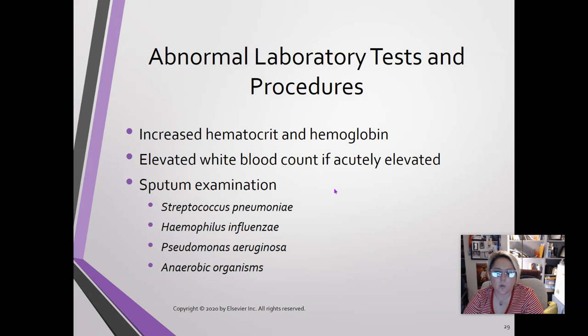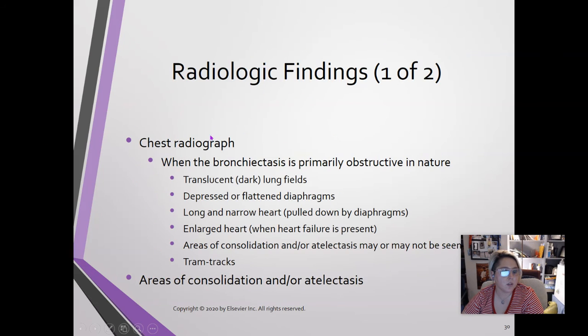laboratory tests and procedures: we have increased hematocrit and hemoglobin, and an elevated white blood cell count if acutely elevated, because we're going to have a lot of infections. Our sputum exam, we're going to see a lot of Streptococcus pneumoniae, Haemophilus influenzae, Pseudomonas aeruginosa, and anaerobic organisms.